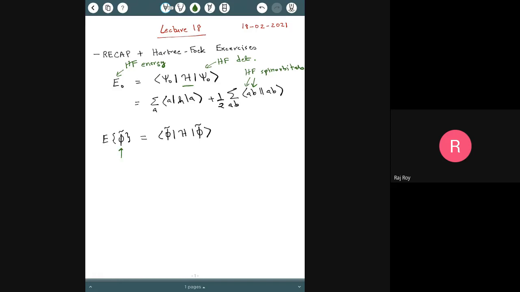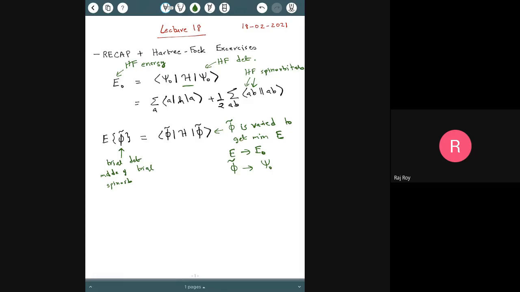Phi tilde is a trial determinant made of trial spin orbitals. And this is the expectation value, where phi tilde is varied to get the minimum E, and this minimum E is called E0, and the function which corresponds to this energy is then psi 0.